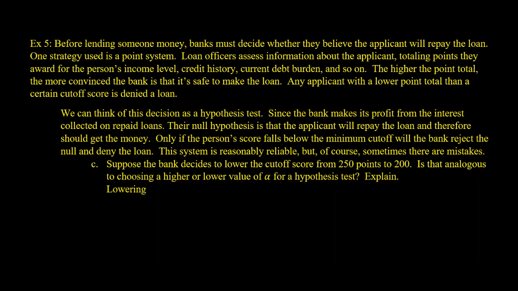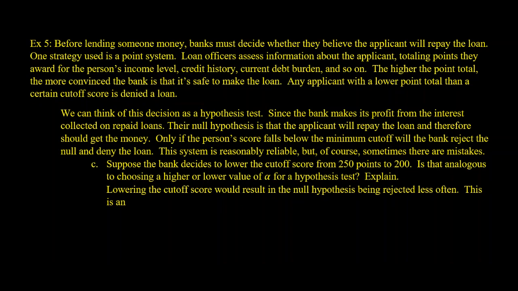Well, lowering the cutoff score would result in the null hypothesis being rejected less often. This is analogous to decreasing the alpha level. It would take less evidence to grant a loan.